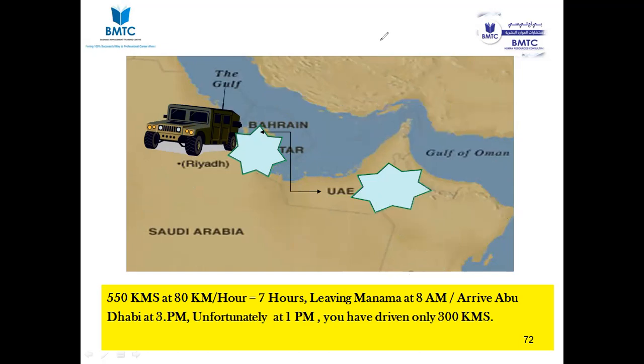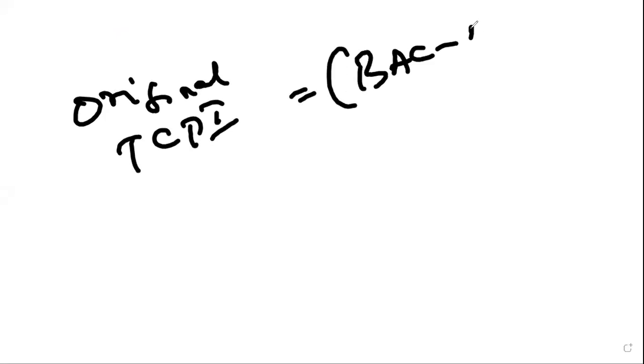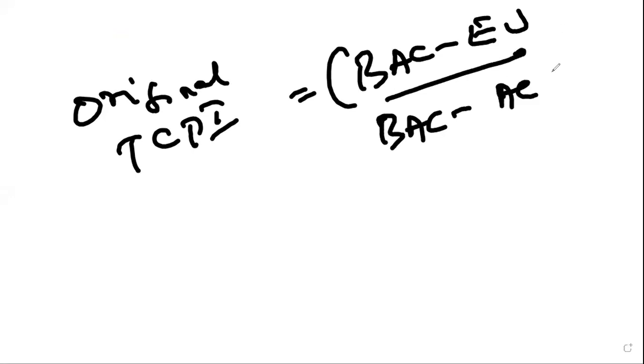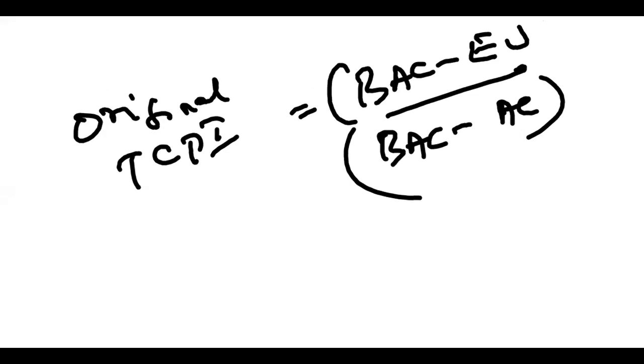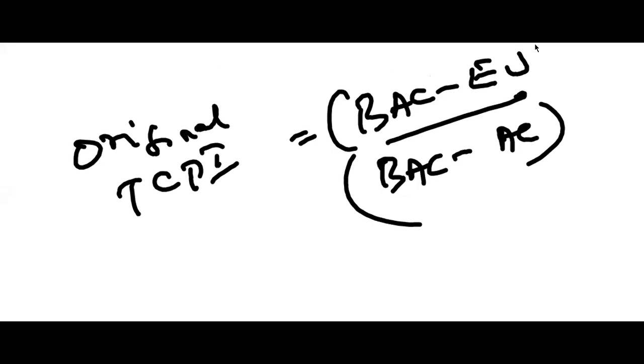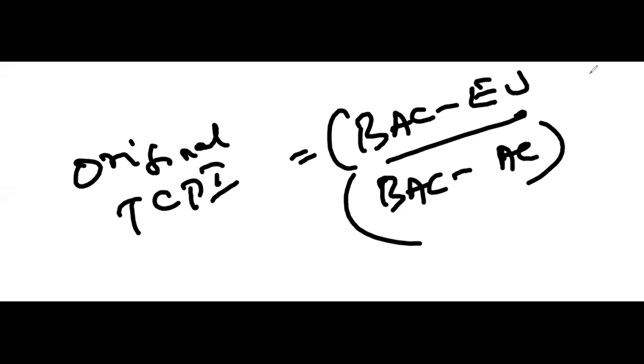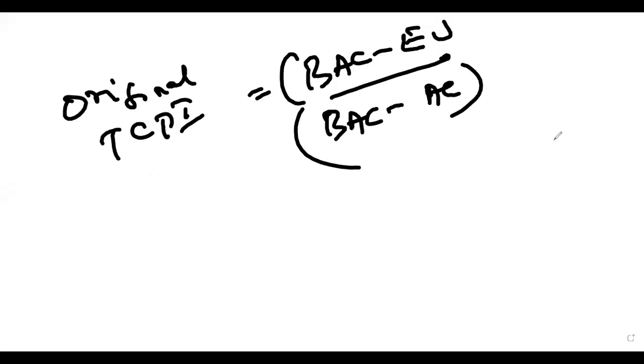So we have to see a TCPI formula based on our scenario, right? Okay. So the original TCPI formula is BAC minus EV divided by BAC minus actual cost. How are we able to take the numerator, guys? What is that, BAC minus EV?